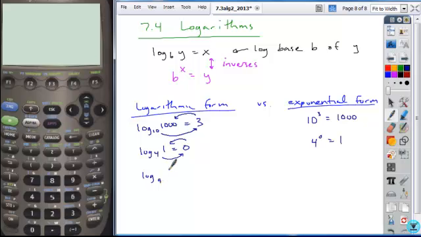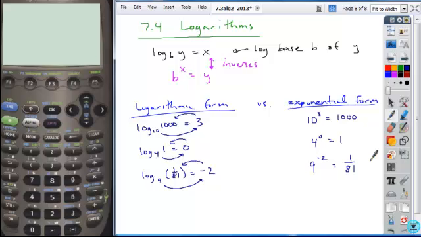Log base 9 of the fraction 1 over 81 is equal to negative 2. Okay, so rewrite that in exponential form, please. Okay, so for our exponent, our base is 9 to the power of negative 2, and that's going to equal our fraction 1 over 81. All right, does everybody see how you can move between those forms?